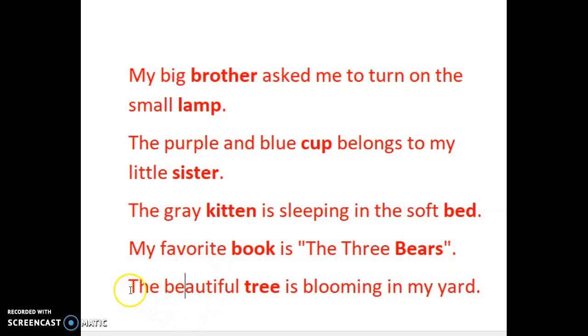Our last sentence says, the beautiful tree is blooming in my yard. We see tree is one of our nouns here that's highlighted, and beautiful tells us which tree. We also have the noun yard in our sentence, but we do not have an adjective. We don't always have an adjective to go with our nouns, but we do want to recognize that yard is a noun. It's our object of the preposition there.